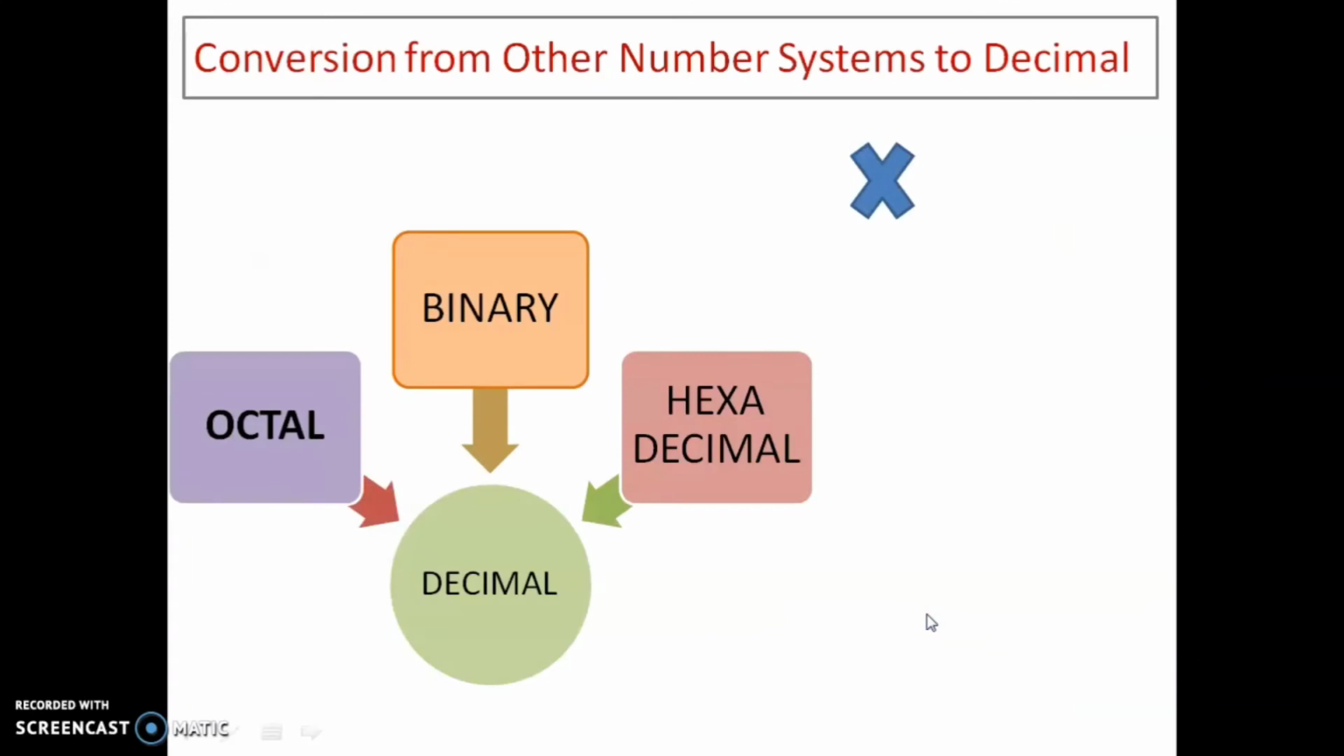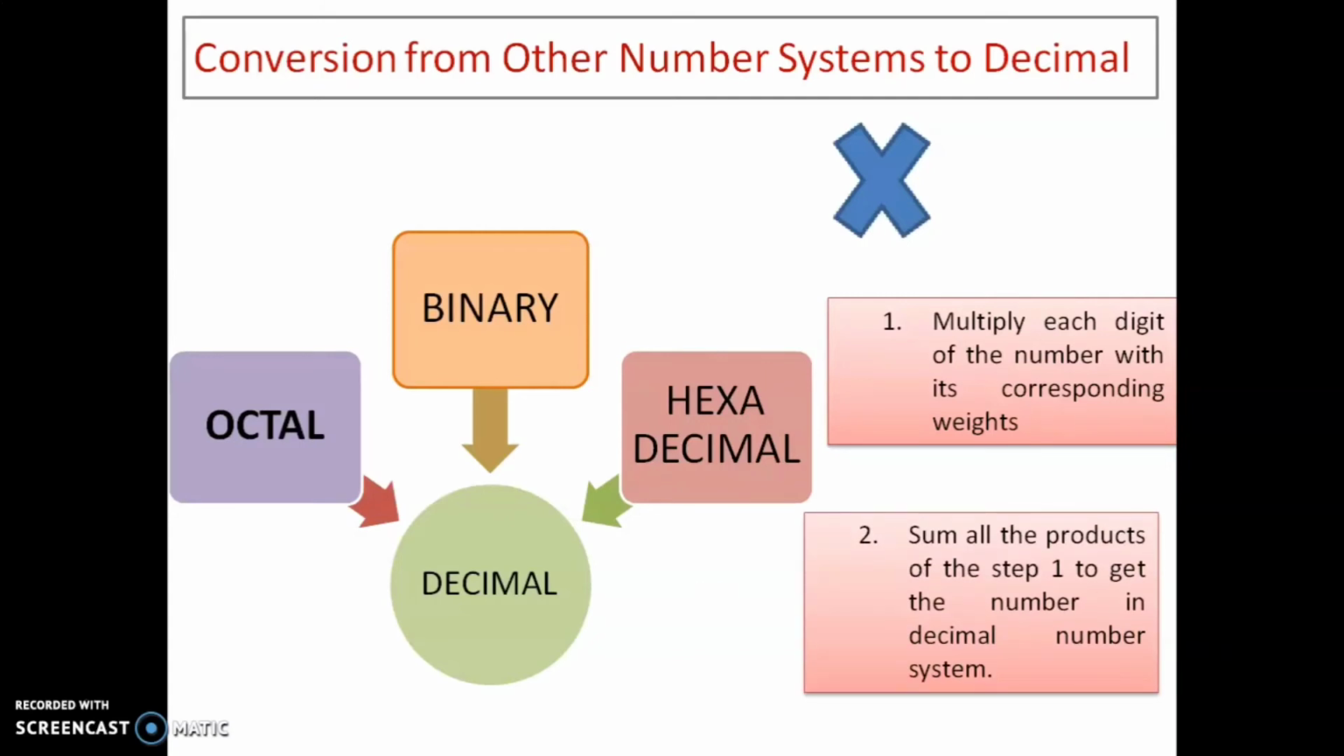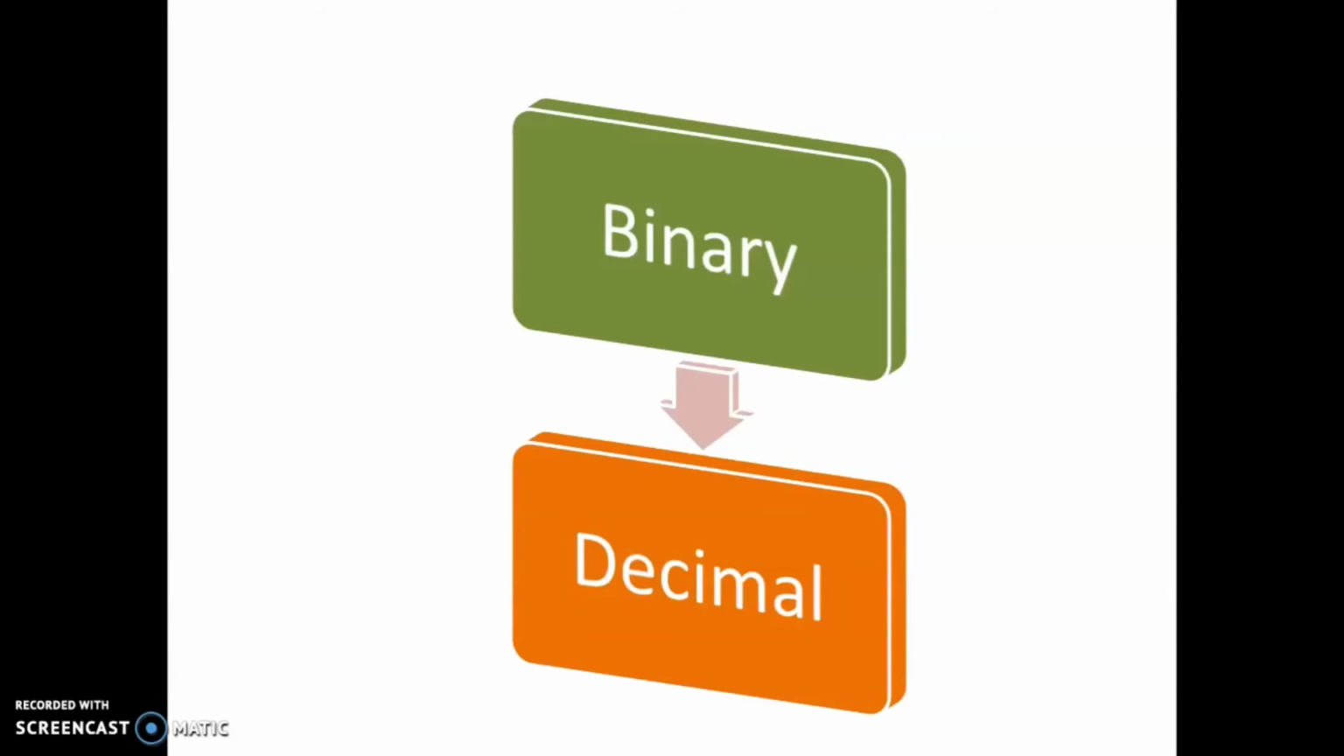Let's see conversion from other number systems to decimal, that is, octal to decimal, binary to decimal, or hexadecimal to decimal. To perform this, a multiplication method is used. In this conversion, multiply each digit of the number with its corresponding weight and sum all the products of step 1 to get the number in the decimal number system. I'll explain this with an example of binary to decimal conversion.